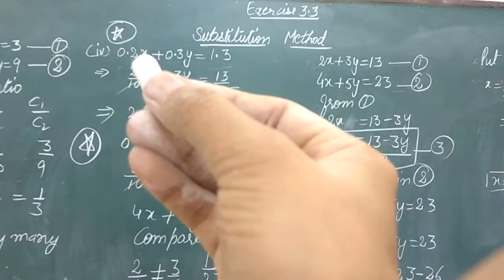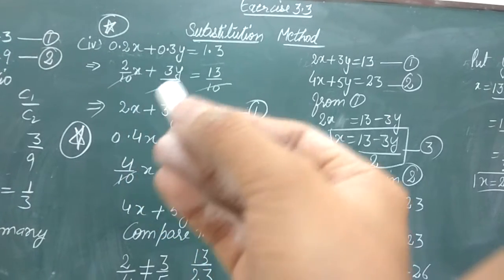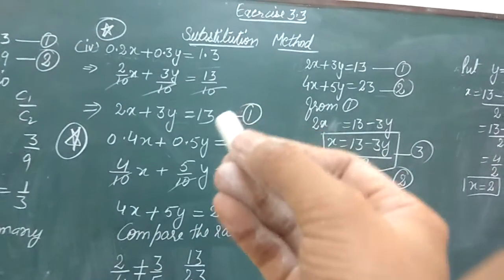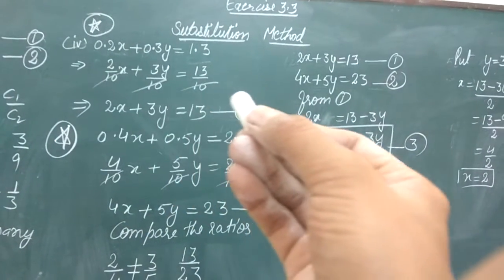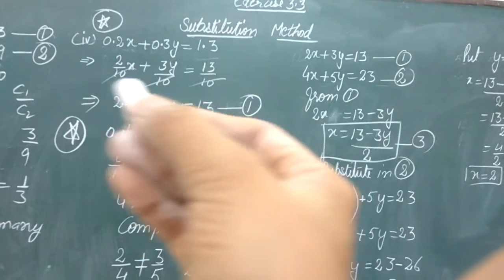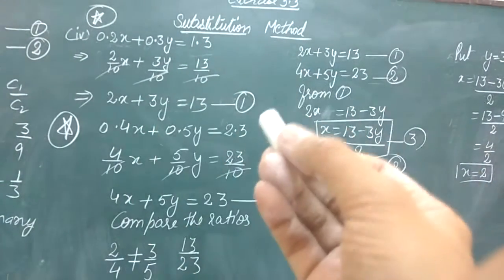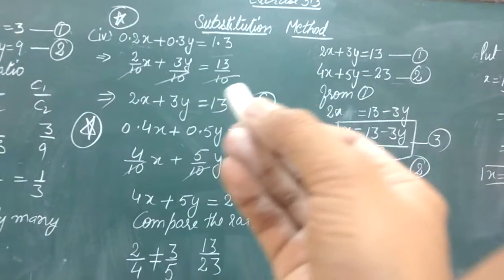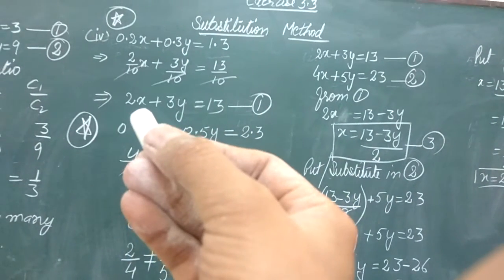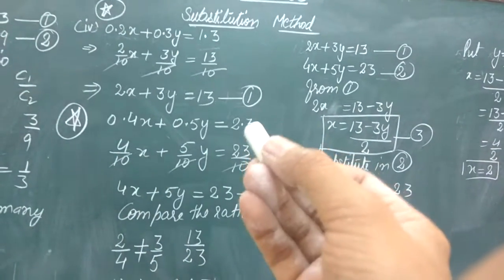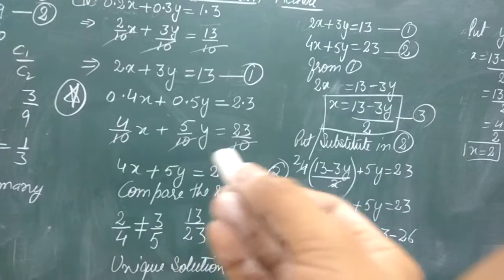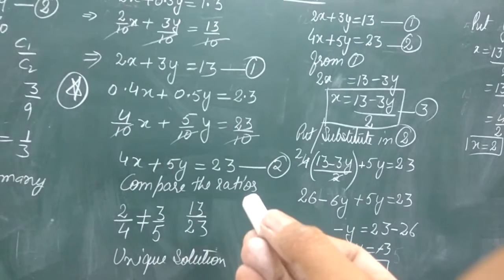So here we have removed the decimal by placing 10 in the denominator. Same here, same here. Because 10 is there in the denominator of all the terms of the equation, left hand side also at right hand side, we have cancelled it out. So the equation becomes 2x plus 3y is equal to 13. Similarly, by doing the same thing, we will get the second equation.